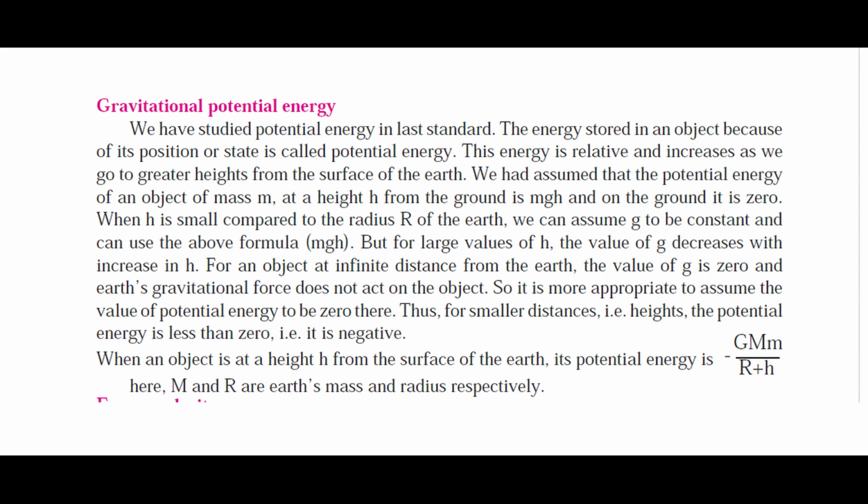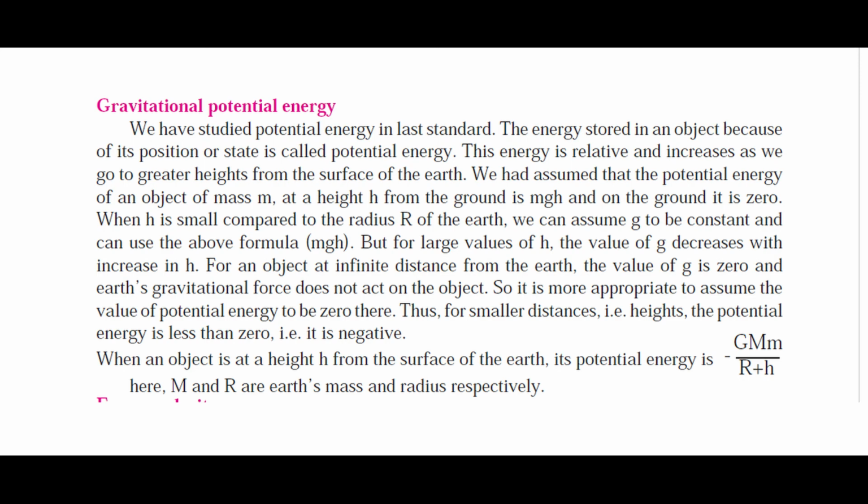Thus, for smaller distances, heights, the potential energy is less than 0. It is negative. When an object is at a height h from the surface of the Earth, the potential energy can be given by this equation: capital G times capital M times small m divided by r plus h, with a negative sign. Here M and R are the Earth's mass and radius respectively.